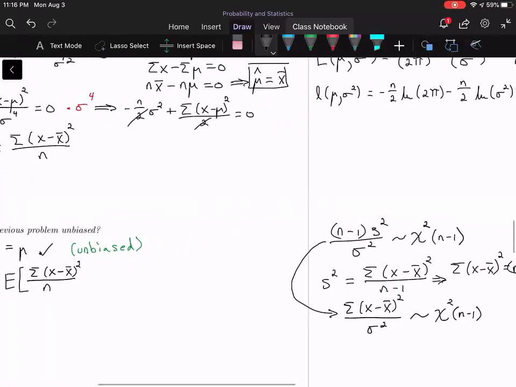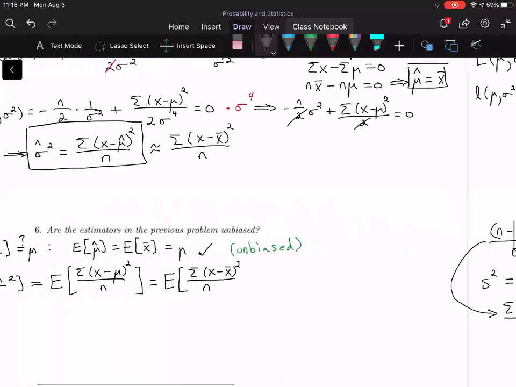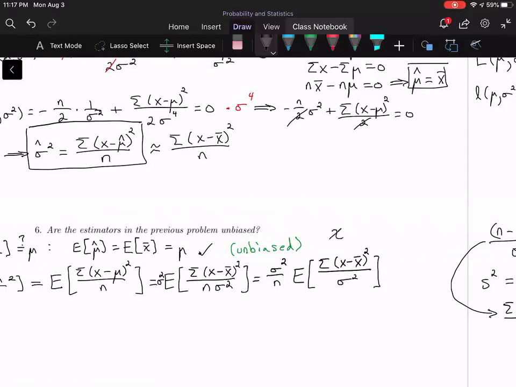But what we don't have is that sigma squared on bottom. And so I could multiply the sigma squared on bottom, but in order to make it mathematically sound, I also have to multiply a sigma squared on top, which I can pull out because sigma squared is not random. So it could come out of the expected value. So this is the same as sigma squared over n times the expected value of the sum of x minus x bar squared over sigma squared. Now remember that what I have inside this expected value is a chi-square n minus 1 degree distribution or random variable.